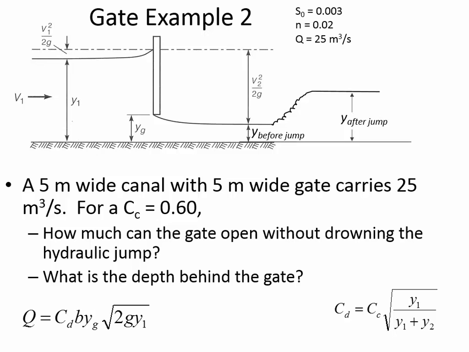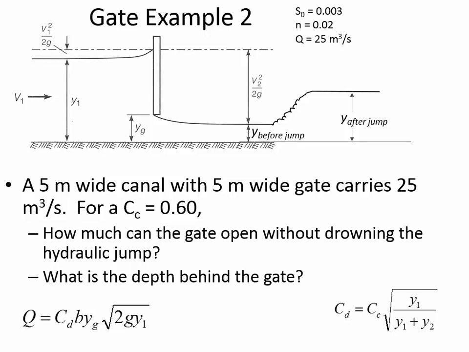Okay, the last question it asks is, what's the depth behind the gate? For that, we just plug it into the equation for the flow rate. We're going to take into account the coefficient of discharge and the width of the gate and solve for y1. Remember, the way that we calculate the coefficient of discharge is it depends partly on the coefficient of contraction. So I'm going to build that right into the equation.